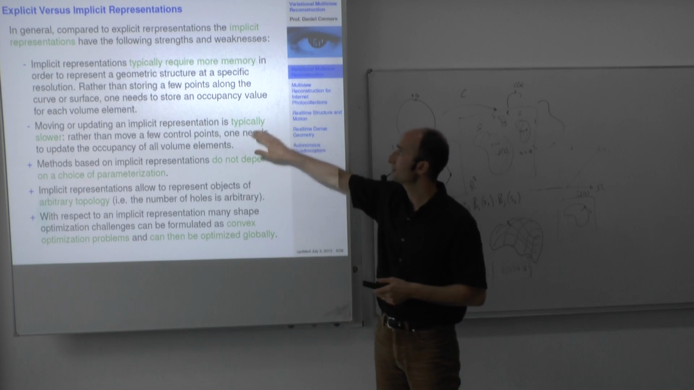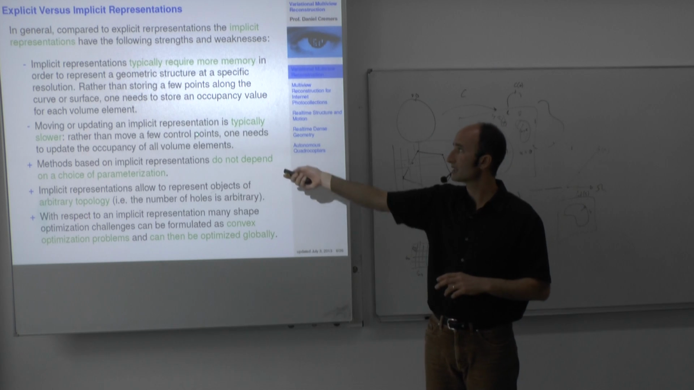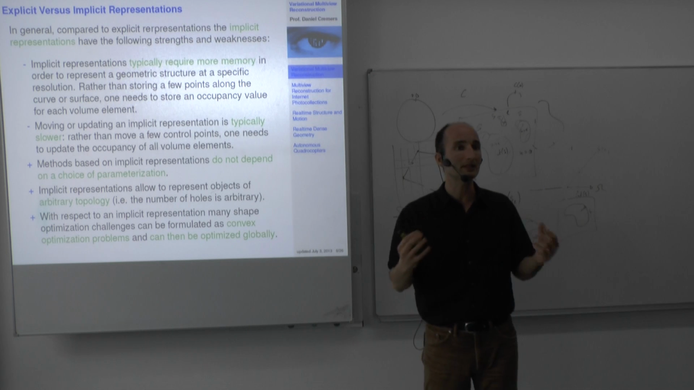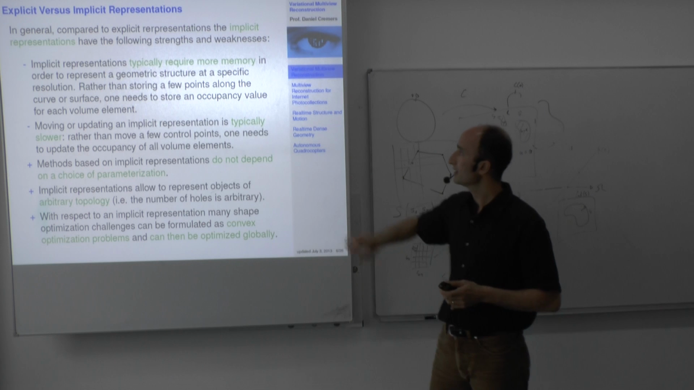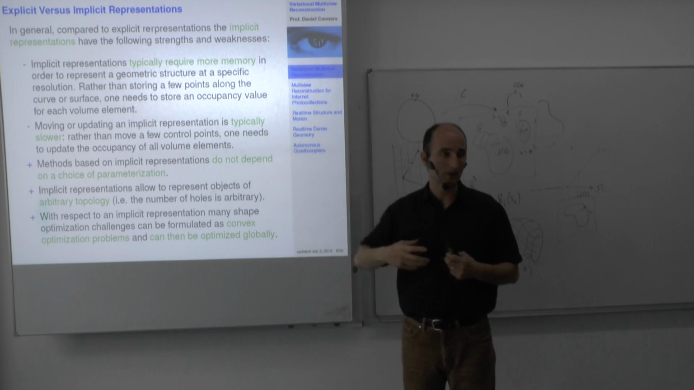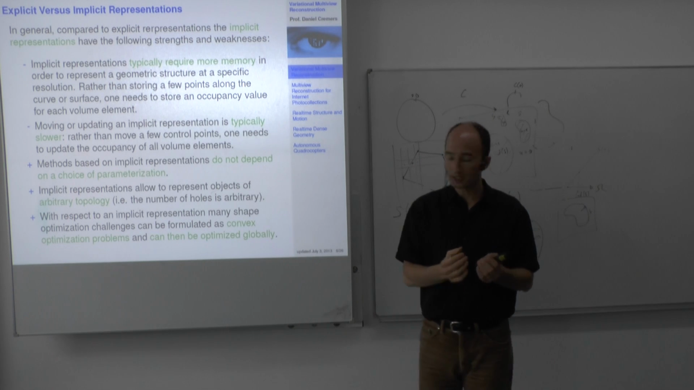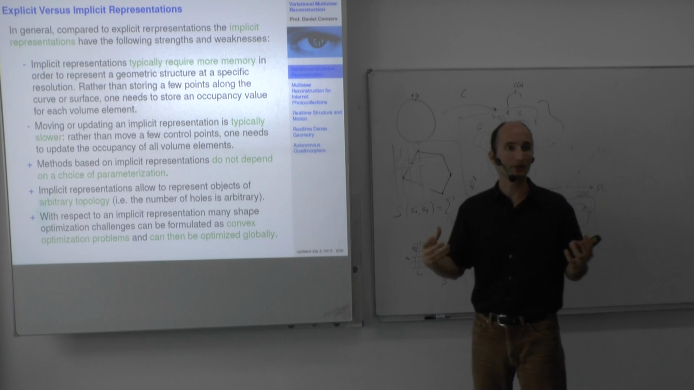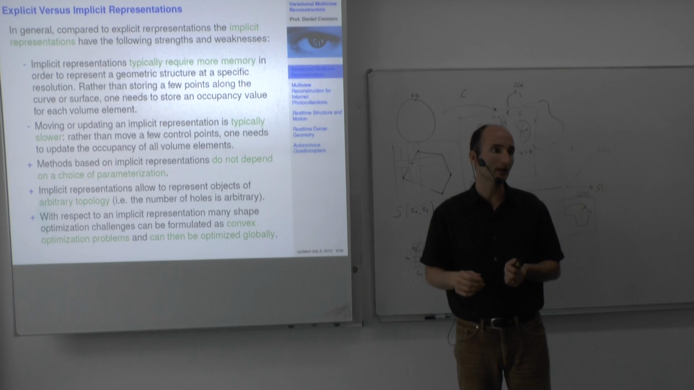So moving and updating implicit representations tends to be slower. I don't just have a few control points, but the entire ambient space needs to be updated. I should say there are efficient ways to do that, both in terms of memory and speed, so-called narrowband methods, where you essentially only label the ambient space in a band around your surface. The rest is not going to change, so you don't care.